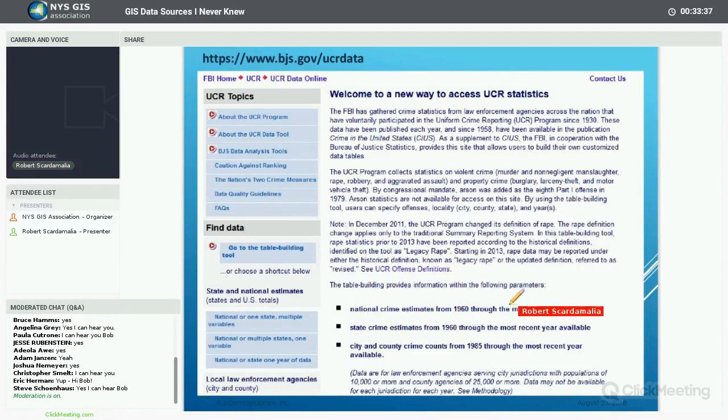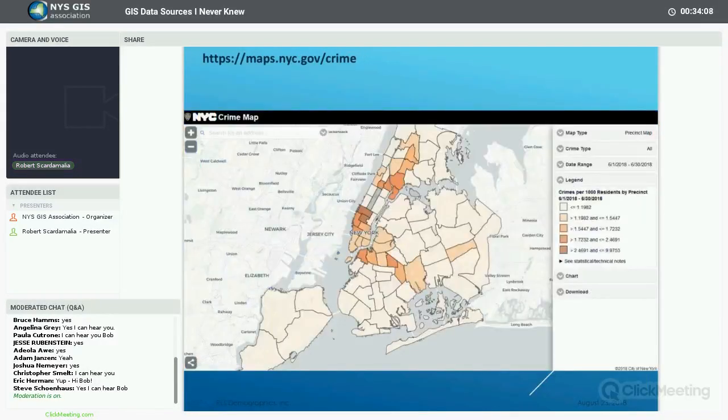You can see you get national data back to the 60s, state data, city and county data. So again, any entity that has a law enforcement office is going to be reporting, and much of that data is available to you. Crimes by type and victims and the individuals committing crimes. So again, a tremendous amount of information is available out of the crime statistics arena.